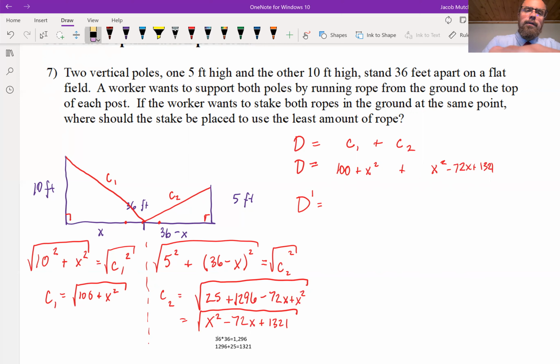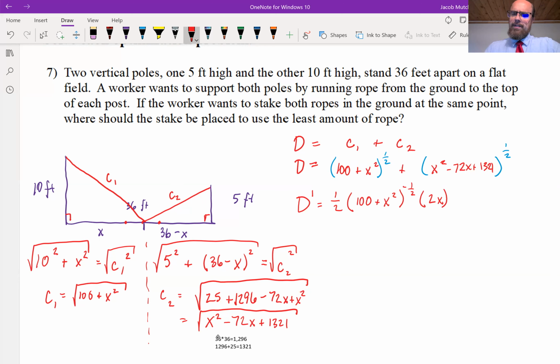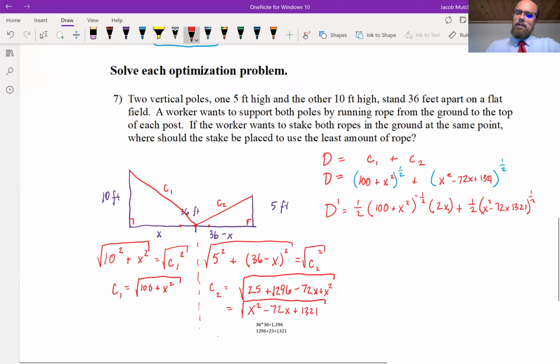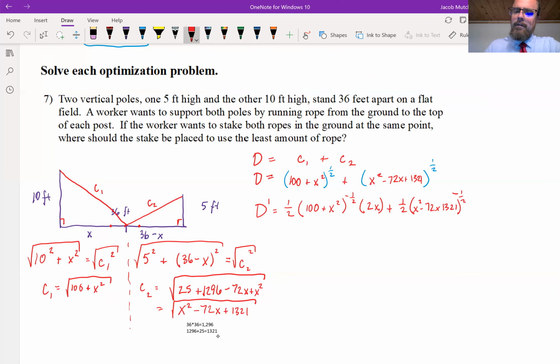Let's go ahead and just convert that. So it is the square root. We're just putting the power of half to simplify the differentiation. So that'll give us half times 100 plus x squared to the power of negative half, and then the derivative of the interior is going to be 2x. Similarly, for the second square root, it's plus half times x squared minus 72x plus 1,321 to the power of negative half times the derivative, so 2x minus 72.